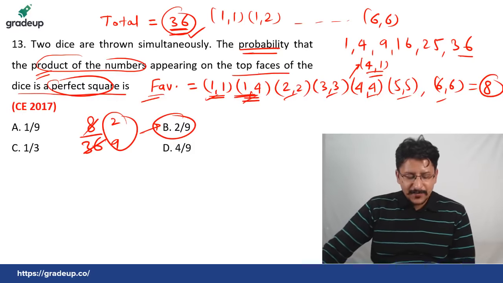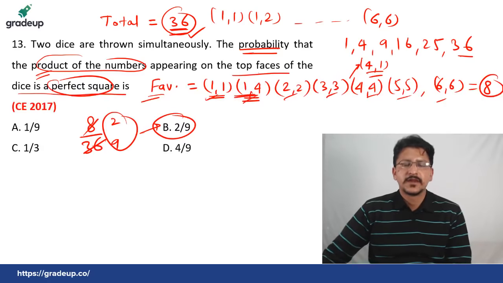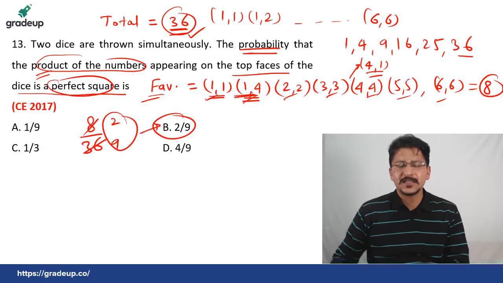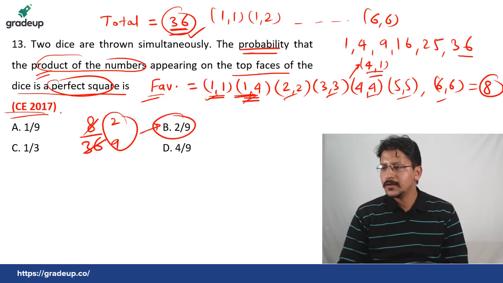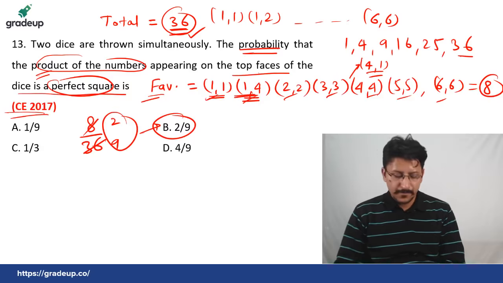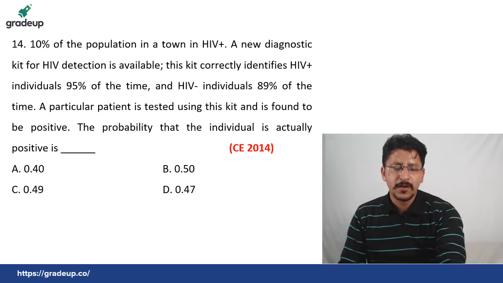Yes, the answer for this one is 2 by 9. Very simple problem, probability asked in civil engineering 2017. Now move on to the next problem.